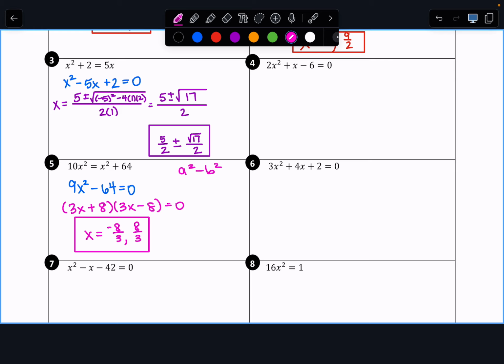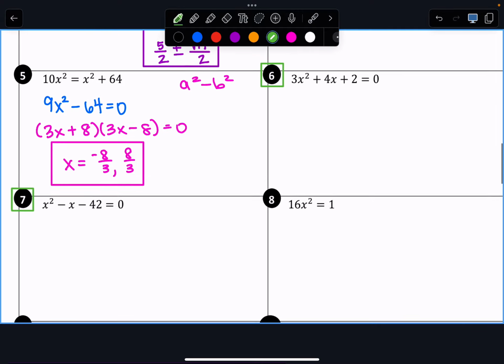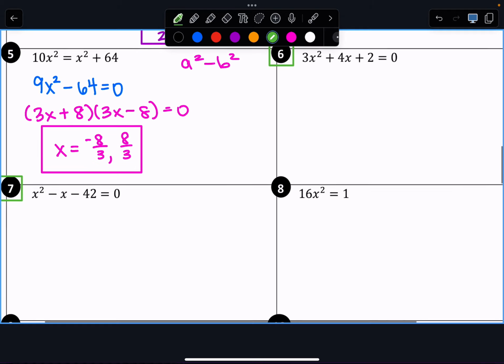Okay, you and your table, I want you to see what you can do for number 6, and I want you to see what you can do for number 7. Which means I should hear you talking about these problems and it not being super silent.